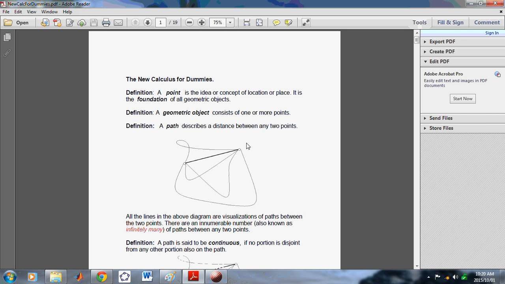Okay, so let's begin with the very basic definition. What is a point? Well, very simply this: a point is just an idea. It's the concept of location or place, and it happens to be the foundation of all geometric objects. All other geometric objects are obtained from the point.